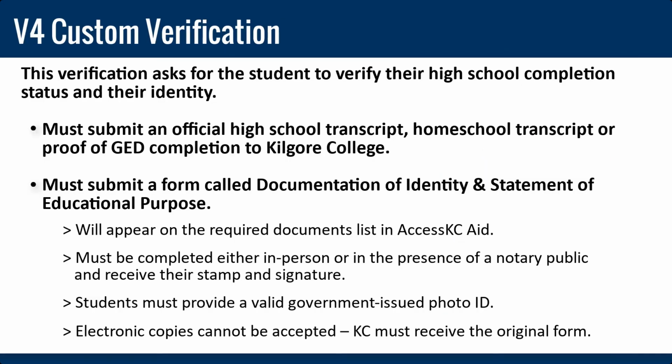V4 Custom Verification. This verification asks for the student to verify their high school completion status and their identity. Must submit an official high school transcript, homeschool transcript, or proof of GED completion to Kilgore College. Must submit a form called Documentation of Identity and Statement of Educational Purpose.